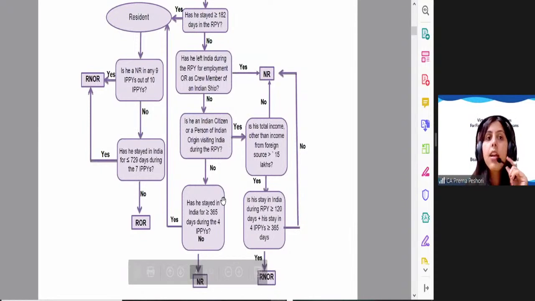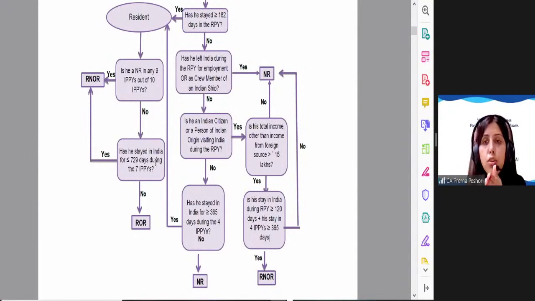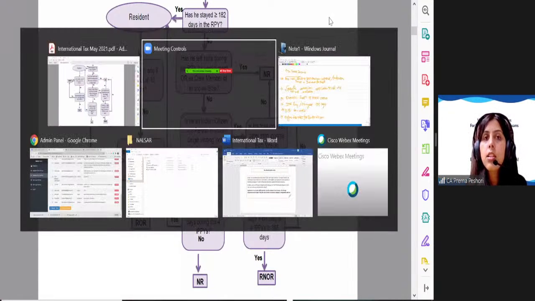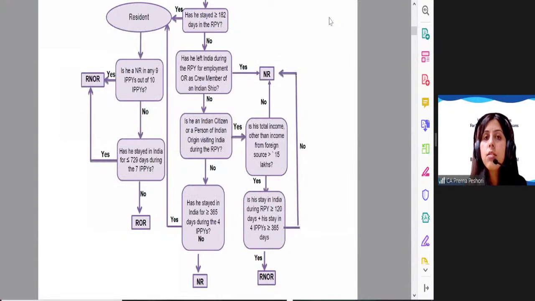Clear? Then once he becomes resident, you need to check the two additional conditions. Has he stayed for more than 730 days in the last 7 years, and has he been resident in India for 2 out of 10 previous years? If the answer is yes, he will be ROR. If the answer is no, then he will be RNOR. Clear up till now? Clear? Any doubt now?